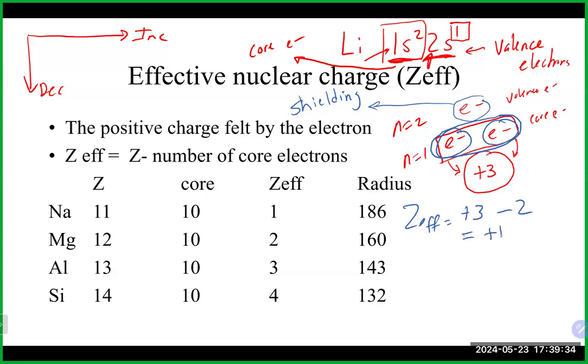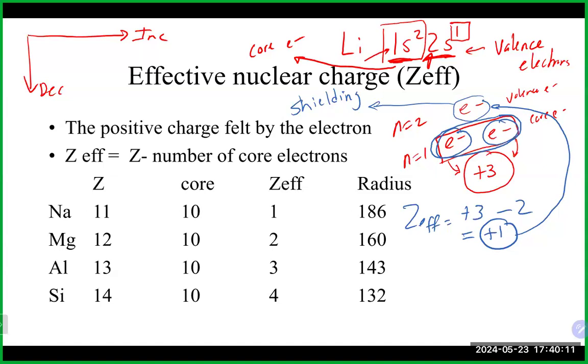And effectively, instead of feeling a +3 charge, that outer electron is actually only feeling a +1 attraction towards the nucleus, which means it's not going to be pulled in as tight, not going to be held as tight. And that is one of the reasons why we see valence electrons involved in bonding, because they're easily removed because of that weaker attraction to the nucleus, because of this shielding that occurs. Electrons in the same energy level don't typically shield each other. It's just those in a lower energy level that will shield those electrons in a higher energy level.